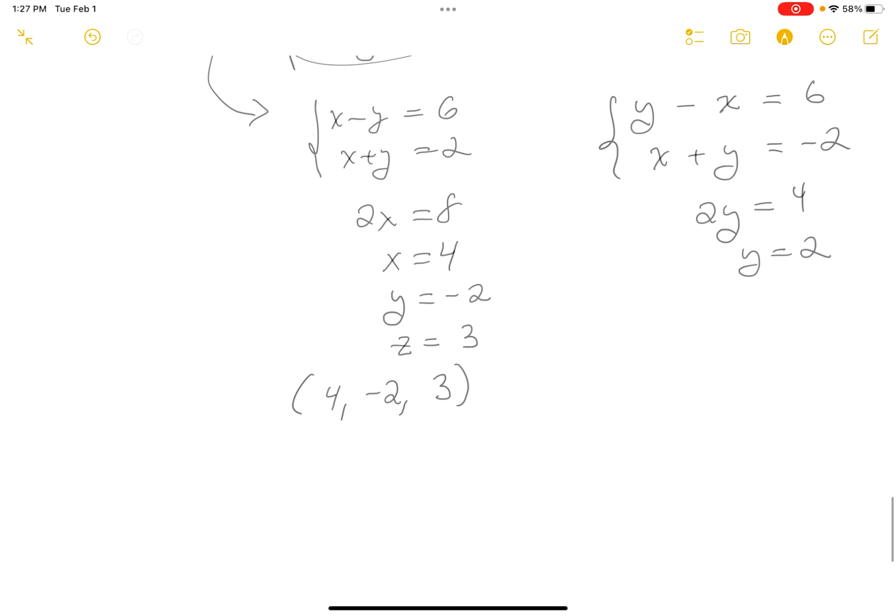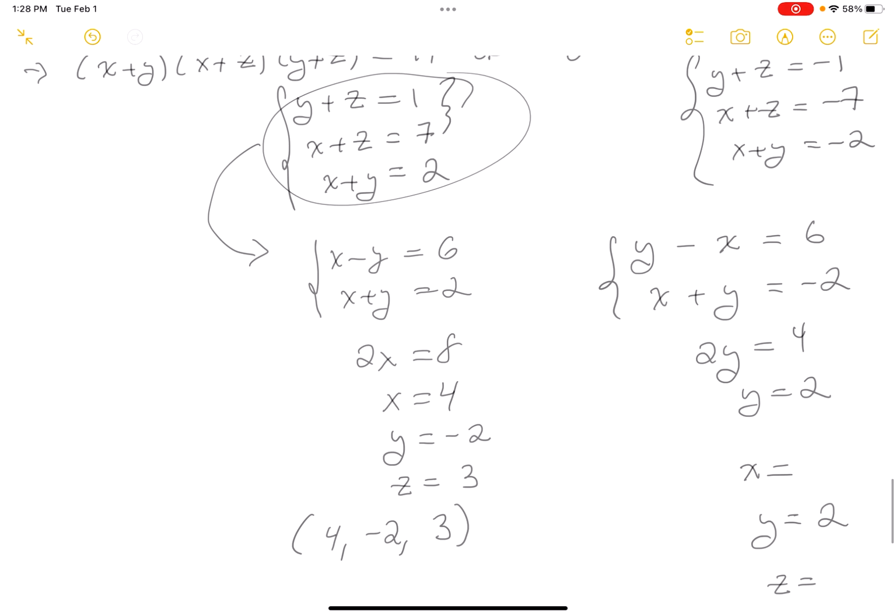Well, you know what? Let me write this down now. x, y, z. And I found y to be 2. Let me go back over here. If y is 2, x would be minus 4. You may wonder where I'm getting this from. I'm just looking backwards at it. And again, if y is 2, x would be minus 4.